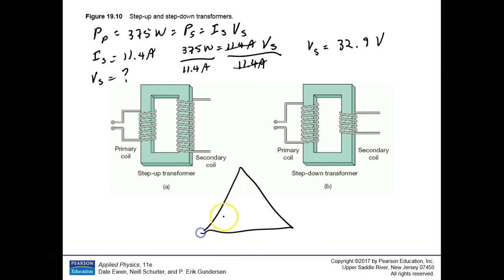If we use a triangle, put the one that stands by itself, P, up here, and that's IV down here. So this time we were looking for V, so cover the V, and you have P over I, and that's exactly what we did. So voltage is equal to watts over amps. Amps equal watts over volts, and watts equal amps times volts. Okay. And they got 32.9. Also good for them.